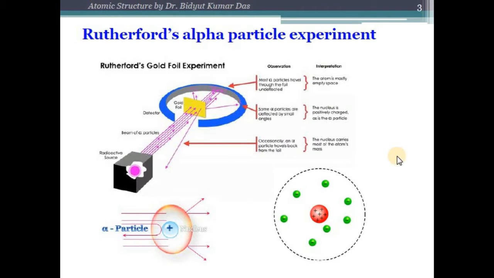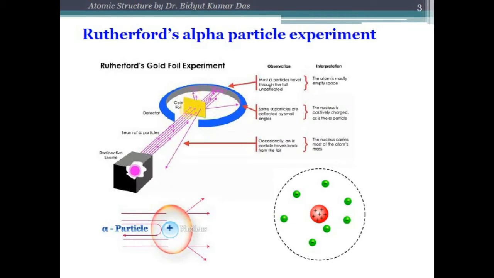Now, to study the structure of the atom, Rutherford in the late 19th century did an experiment which is known as the Rutherford alpha particle experiment. This is the experimental setup. Rutherford used an alpha particle source placed inside a box, and this box contains a small hole so that alpha particles, once emitted from this source, produce a beam of alpha particles.